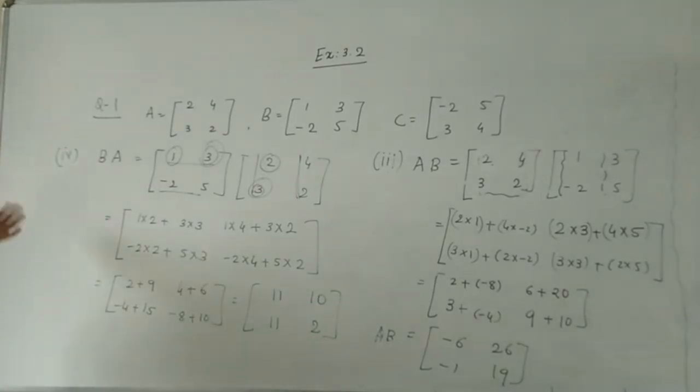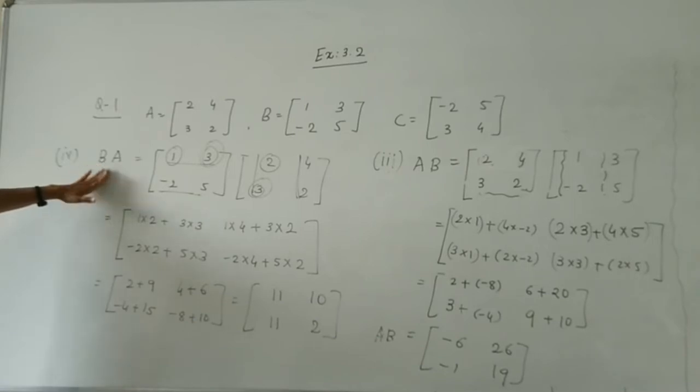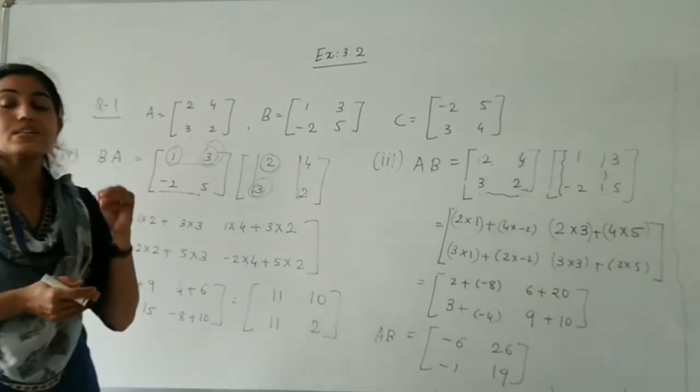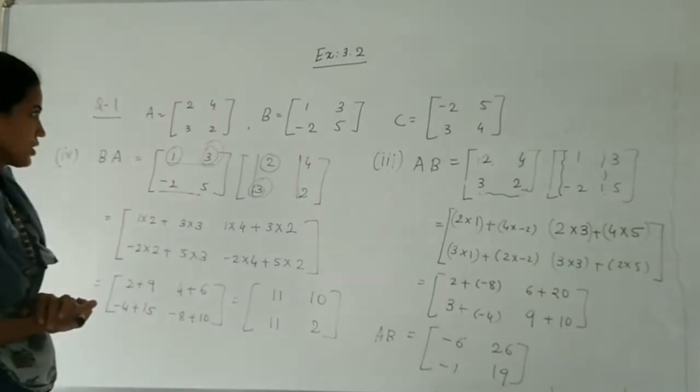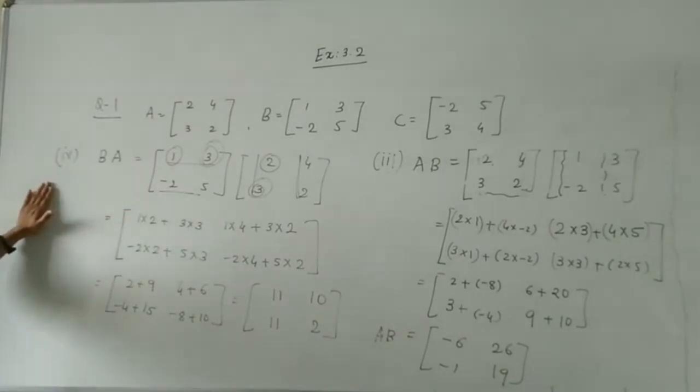I hope students you understood the multiplication of BA. Okay, it is very easy. Once you have understood how to multiply, then we can easily find the multiplication. So here you have AB and BA. Please again pause your video and note down the part 4.